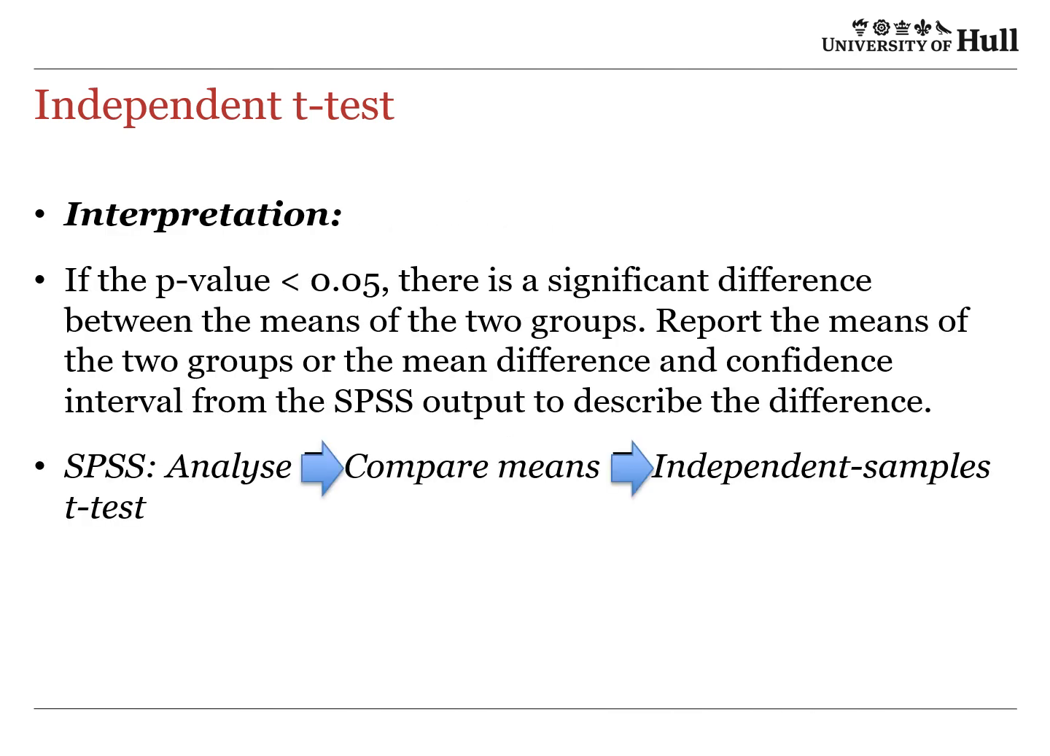To interpret a t-test, if the p-value is less than 0.05, there's a significant difference between the means of the two groups. And you should report the means of the two groups, or the mean difference. There's no reason why you can't report both, and the confidence interval of that difference, which you can obtain from the SPSS output, and this describes the difference. In SPSS, you go to Analyze, then Compare Means, then Independent Samples t-test, and after that you follow the instructions for entering the data.